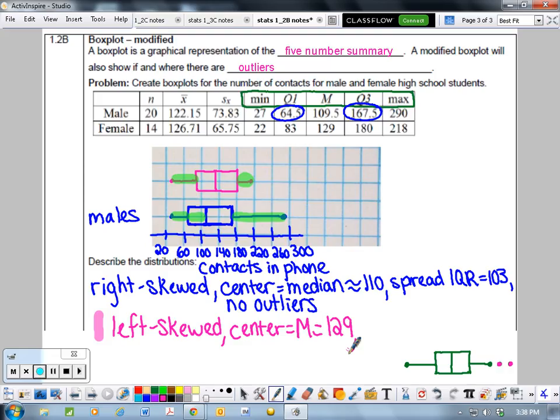Now our spread is really similar. Our spread is really only 97. So it's got a similar spread to males when we're looking at just IQR. But when we start looking at these outer values, these tails and tails, then we're getting bigger ranges. So our standard deviation for males is going to be higher, and we can see that right here. Standard deviation is higher because it takes those outer values, where IQR does not. And then there were no outliers.